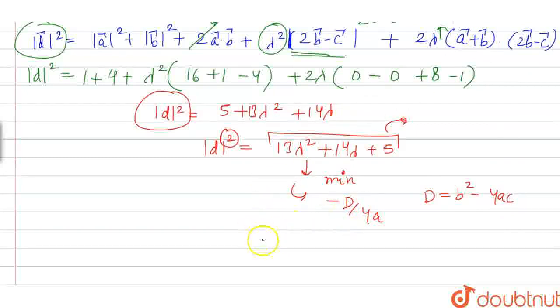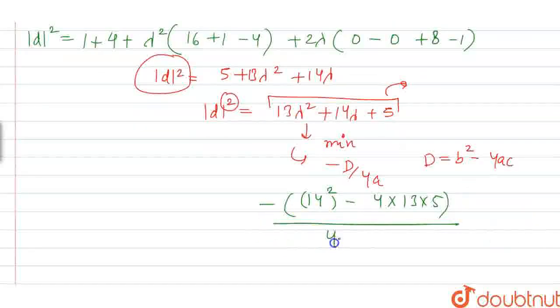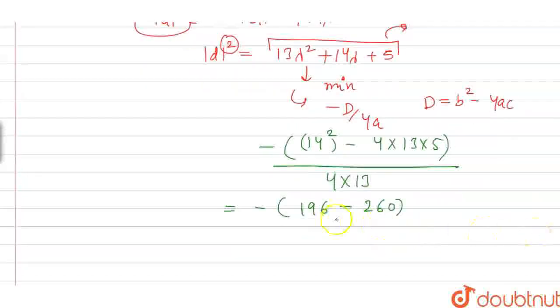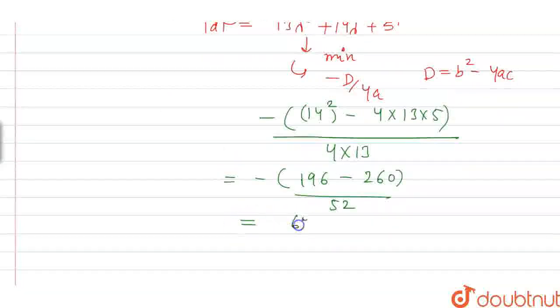So the value of minus D by 4a becomes equal to minus of b square, that is 14 square, minus 4ac, that is 4 into a, that is 13, into c, that is 5, right? And in the denominator we have 4 times a, so that is 4 into 13, right? So this becomes 196, and minus 4 into 5, 20 into 13, that is 260, right? So minus of 196 minus 260, divided by 4 into 13, that is 52. So this is equal to 64 upon 52, or in other words 16 upon 13, right?